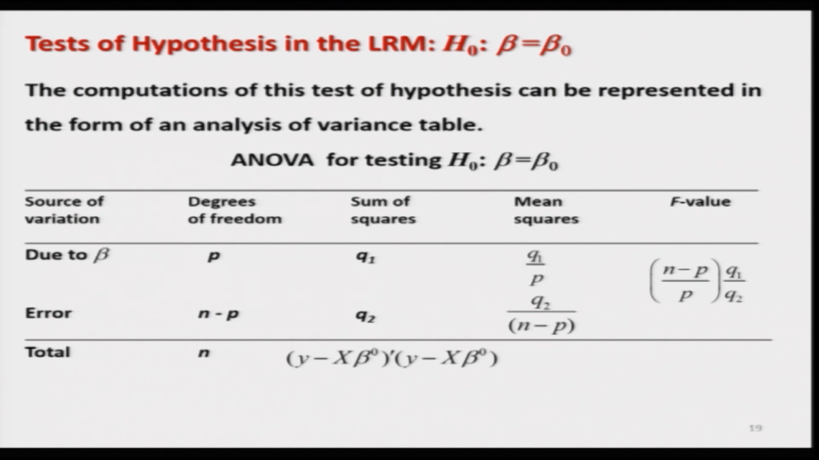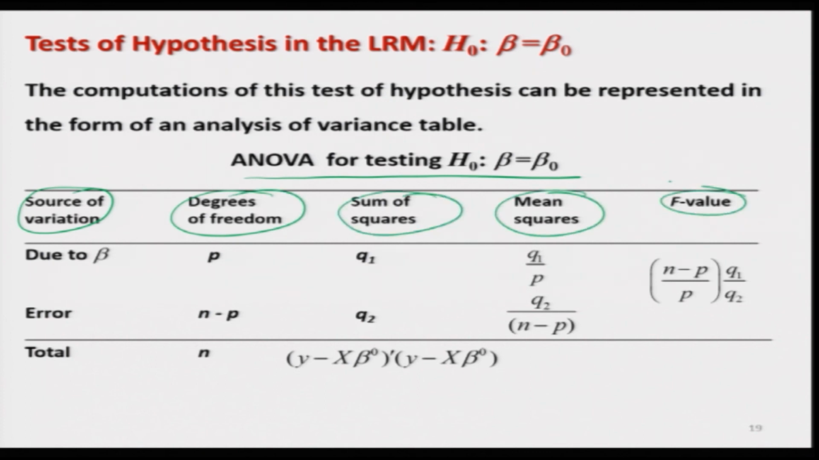So, the ANOVA table for testing H naught: beta equal to beta naught, is given like this. In the first row we write down the source of variation, degrees of freedom, sum of squares, mean squares, and F value. Here the source of variation comes from the model y equal to x beta plus epsilon. All the independent variables are clubbed in the term x beta along with their effect, and the remaining part is only random error, right.